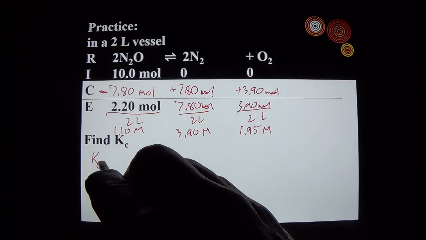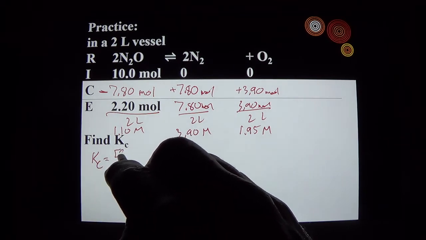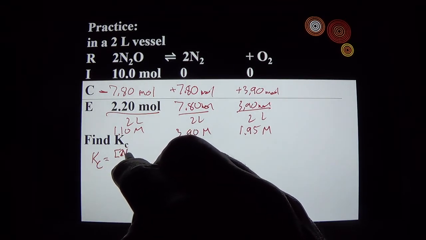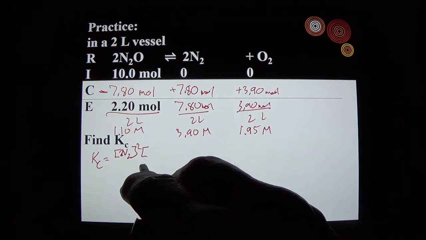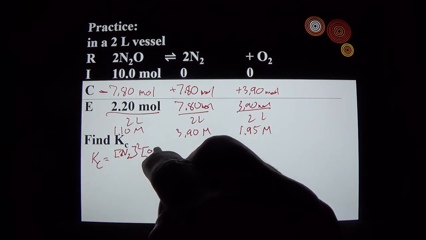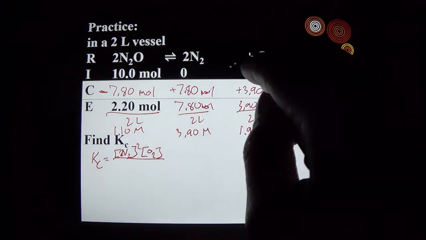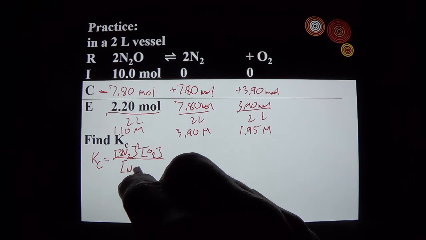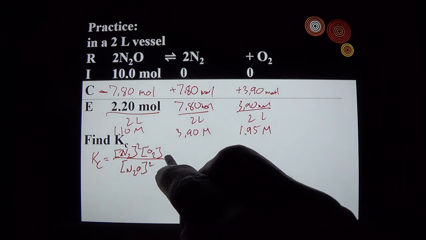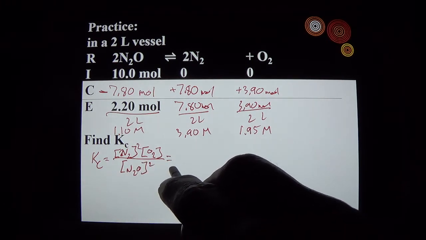And again, I'm going to get that point. If it ends up being a point, it is well worth the time to write this correctly and get the point. So concentration of nitrogen squared, that's my first product. Concentration of oxygen, no exponent because it's a 1, divided by concentration of dinitrogen monoxide squared. Now I substitute in my numbers.